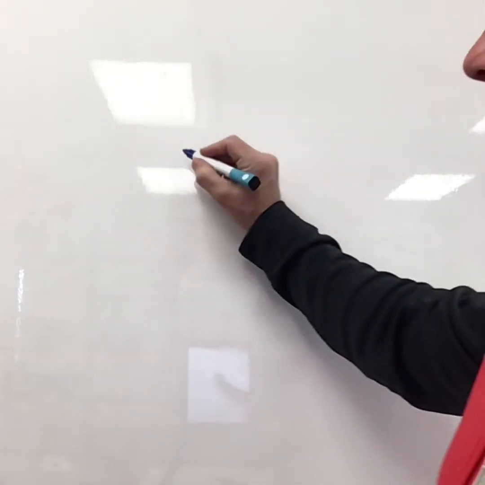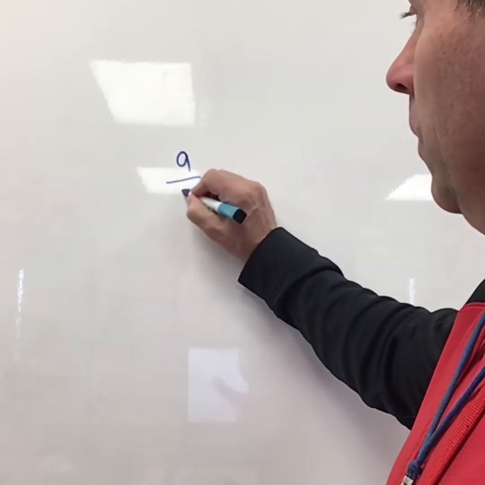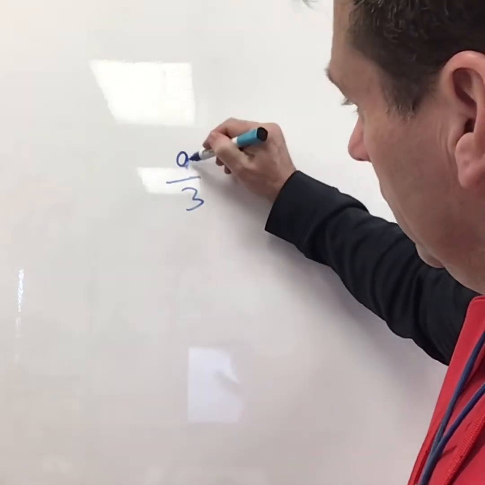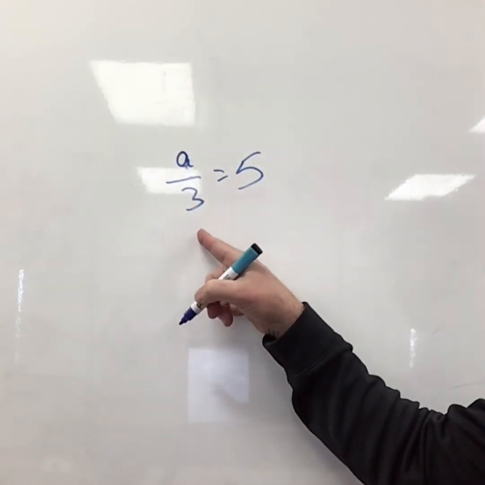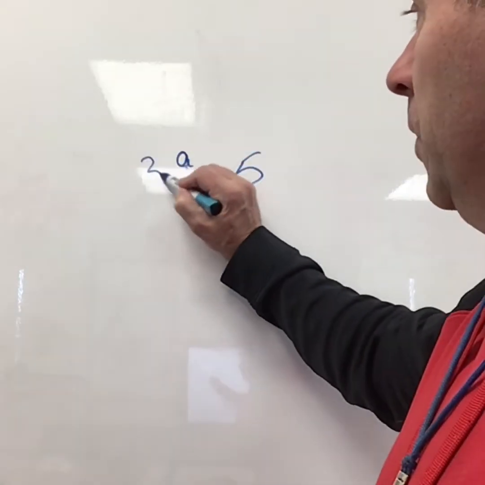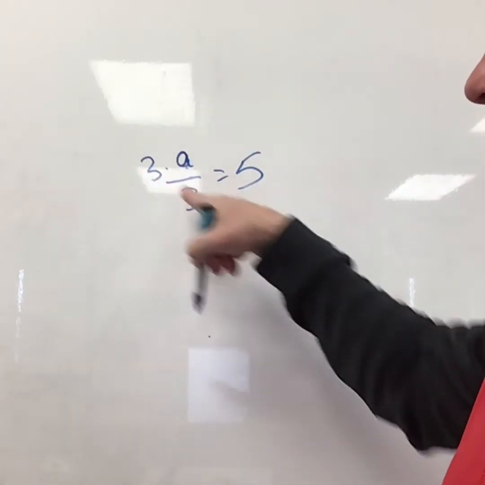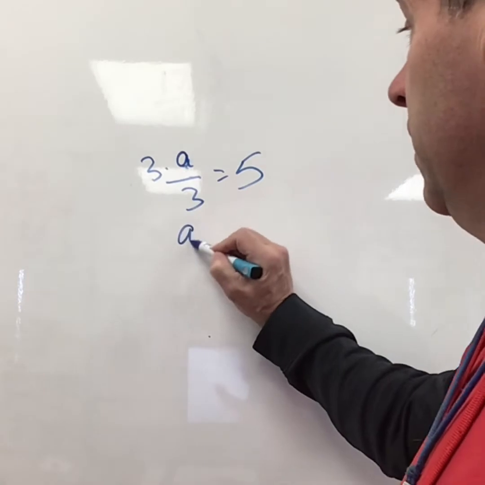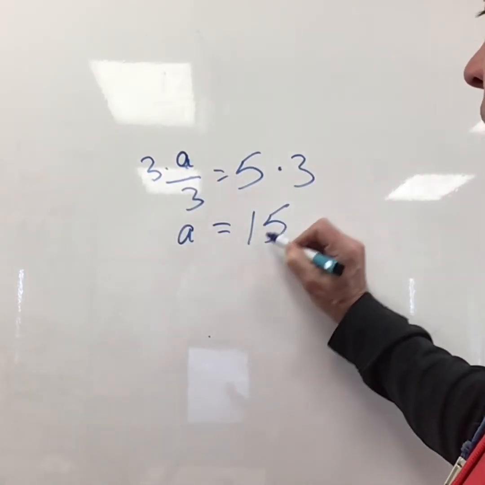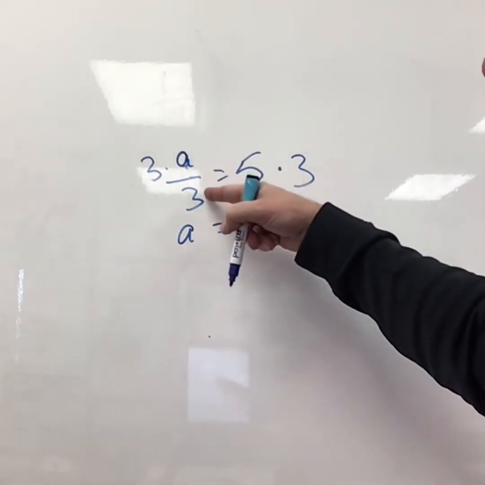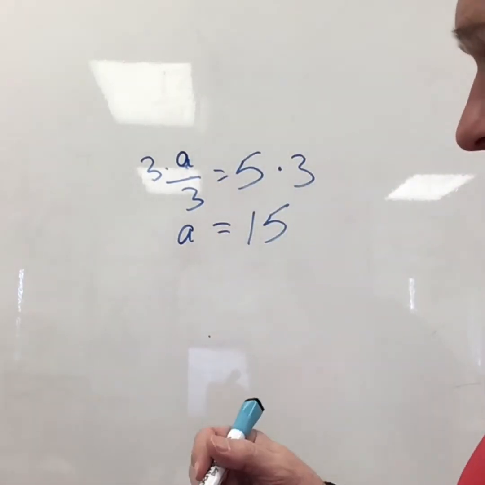For division, it would be like A over 3 equals 5. I need to get rid of that A divided by 3. I'm gonna multiply this side by 3. 3 divided by 3 is 1, so it gets A by itself. If I multiply this side by 3, I have to multiply this side by 3. A equals 15. You check it again. 15 divided by 3 is 5.